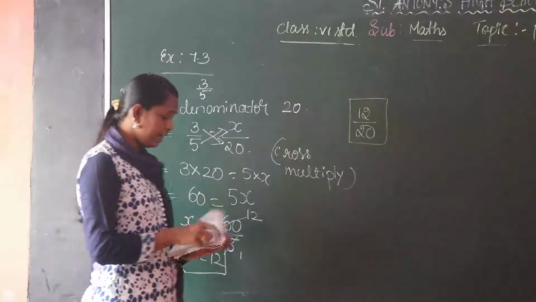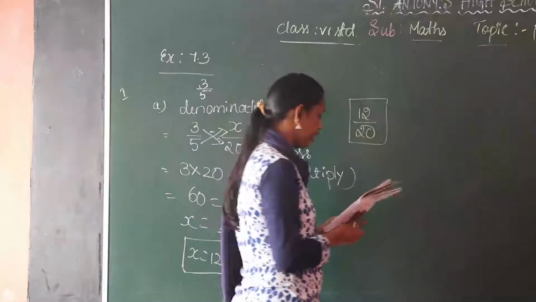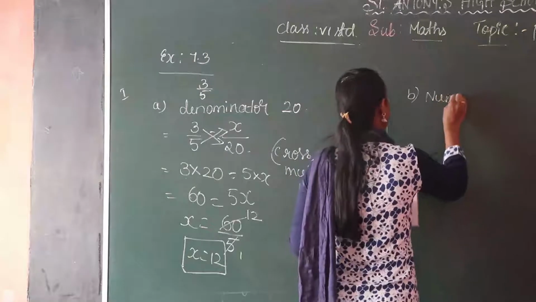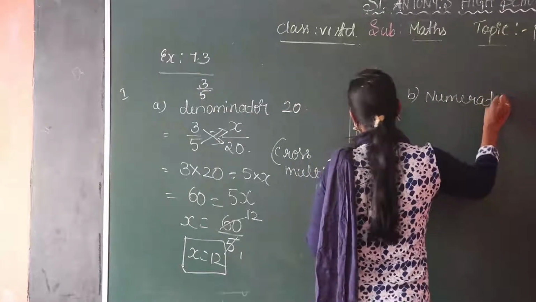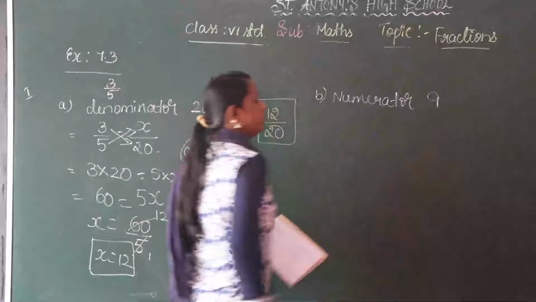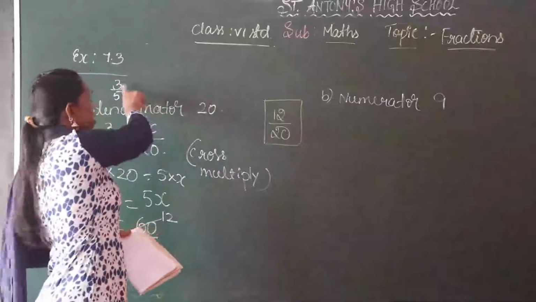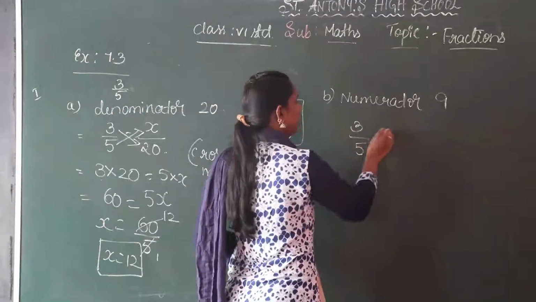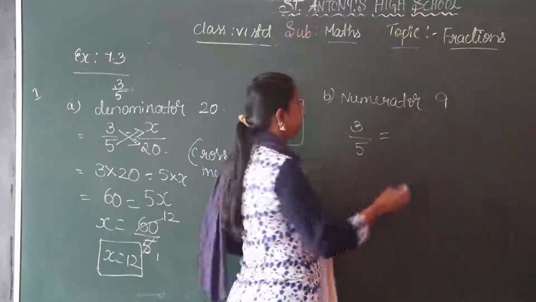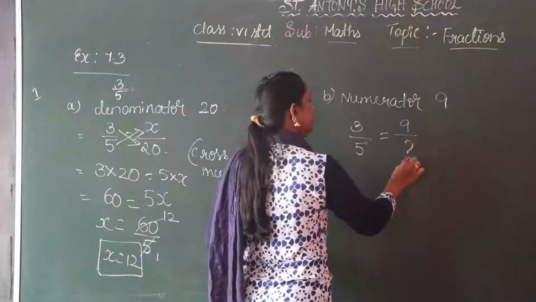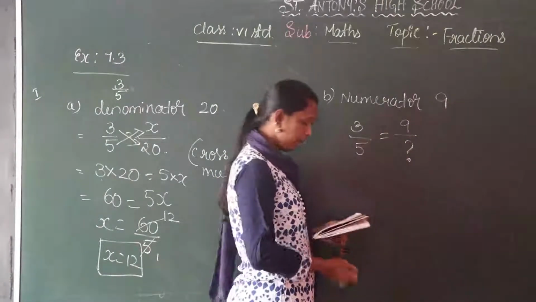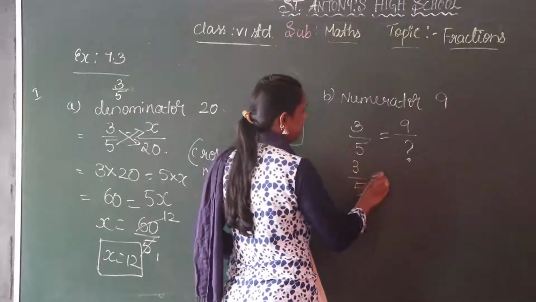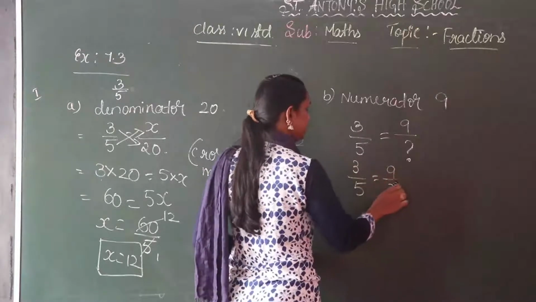So next we can write one more sum. Here they have given what? The numerator. Numerator is 9. The same fraction, 3 by 5. 3 by 5 is equal to, we know the numerator, we don't know the denominator. So we can write it as question mark, or we can write x. 3 by 5 is equal to 9 by x.